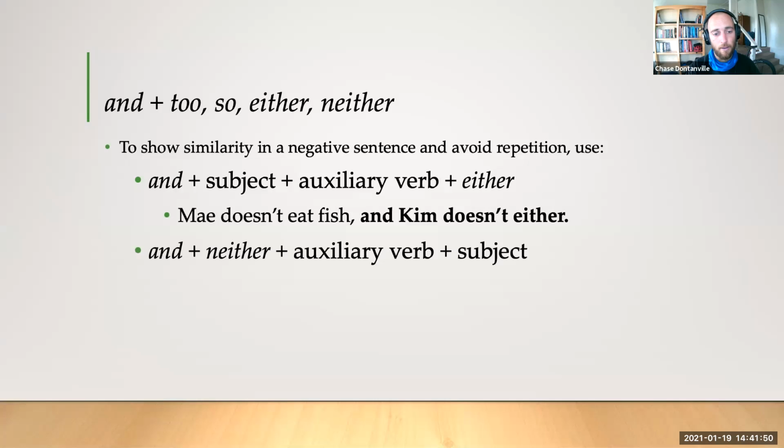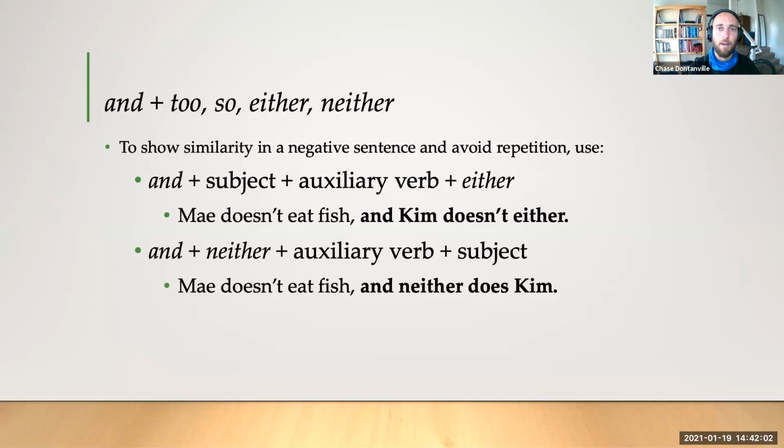Or you can use neither. So and plus neither plus auxiliary verb plus subject. May doesn't eat fish and neither does Kim, okay? Both sentences have the same meaning, just two ways of saying the same thing.